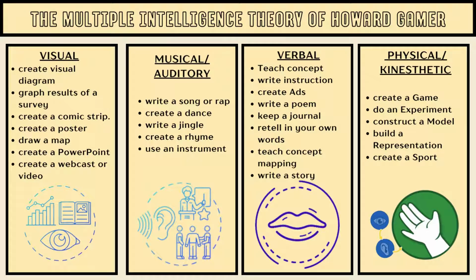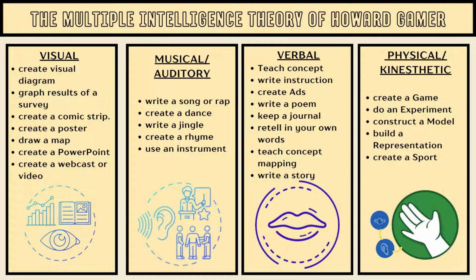The first one is the visual learning style. The teacher could create a visual diagram, graph results of a survey, create a comic strip, create a poster, draw a map, create a PowerPoint, create a webcast or video. For the musical or auditory learning style, the teacher could write a song or rap, create a dance, write a jingle, create a rhyme, and use an instrument. For the verbal learning style, the teacher could teach a concept, write instructions, create ads, write a poem, keep a journal, retell in your own words, teach concept mapping, write a story.